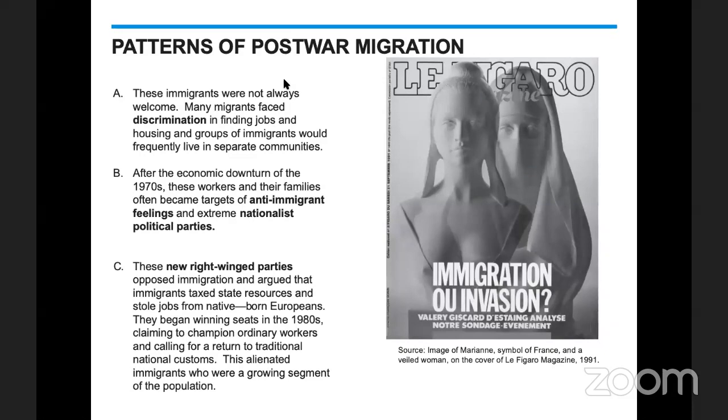And these right-wing parties opposed immigration. They argued that immigrants taxed state resources and stole jobs from native-born Europeans, and they're kind of particularly referring to white Europeans. They began winning seats in the 1980s, claiming to champion ordinary workers and calling for a return to, quote, traditional national customs. And this will really alienate immigrants, who are a diverse and growing segment of the population here.